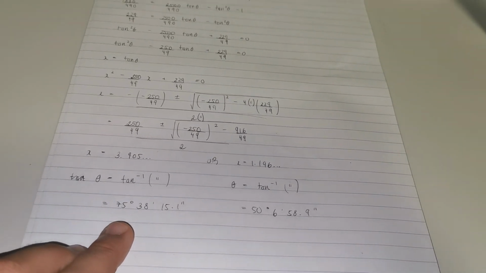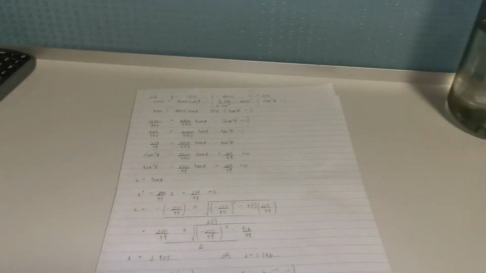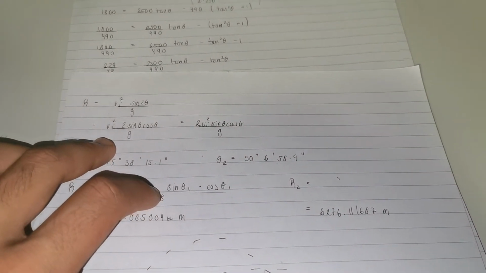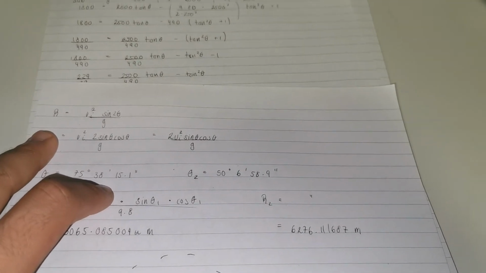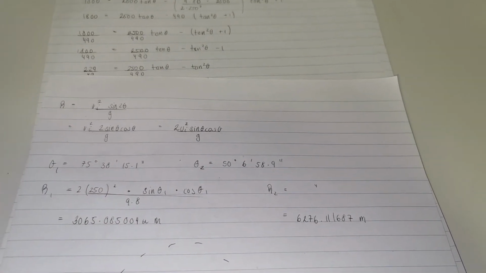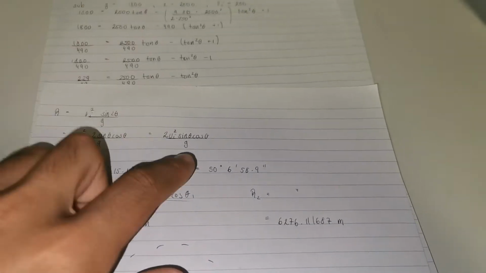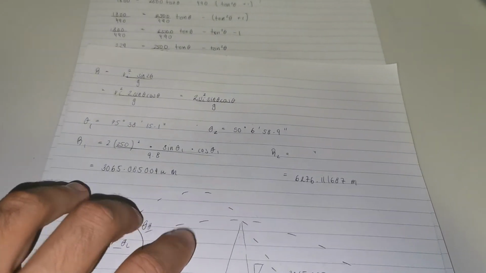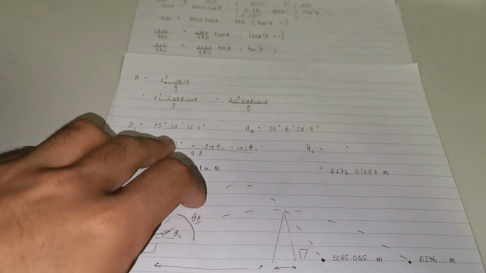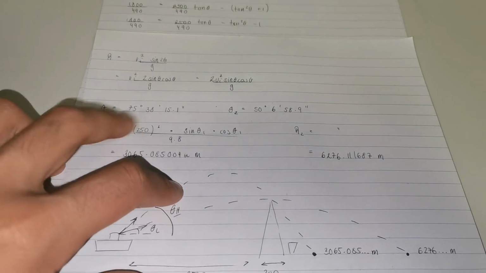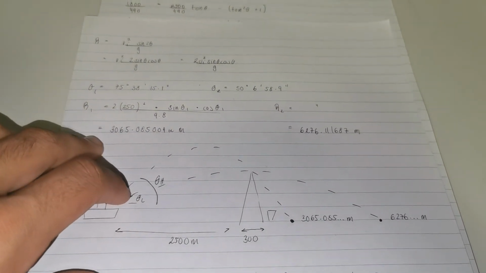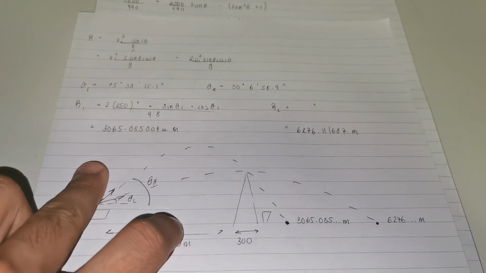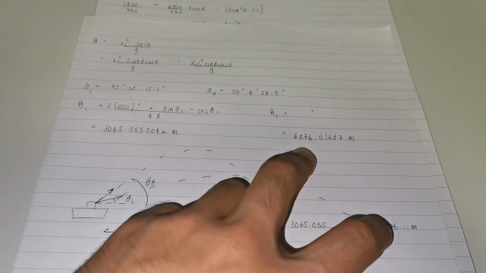So we're left with 75 degrees and 50 degrees. From there, we can then use the identity which gives us the maximum range for a projectile, and that is simply 2v squared times sine theta times cos theta, all over g. If we then sub in the two angles that we have, we get these two lengths, right? 3,065 meters and 6,276 meters.